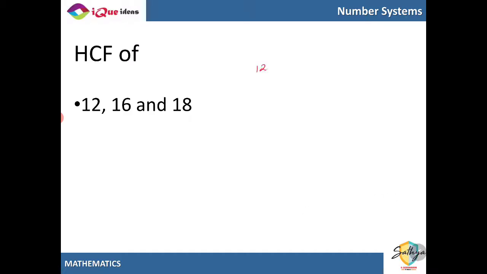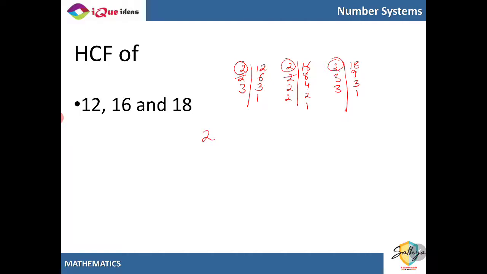So for 12, my factors are 2 6s are, 2 3s are, 3 1s are. For 16, 2 8s are, 2 4s are, 2 2s are, 2 1s are. For 18, 2 9s are, 3 3s are, and 3 1s are. We have a 2 which is common for all of them. The 2 here and here, but no 2 here, so cannot be taken. Then 3 here, but not here, so cannot be taken. So nothing else is common. So the HCF is simply 2.